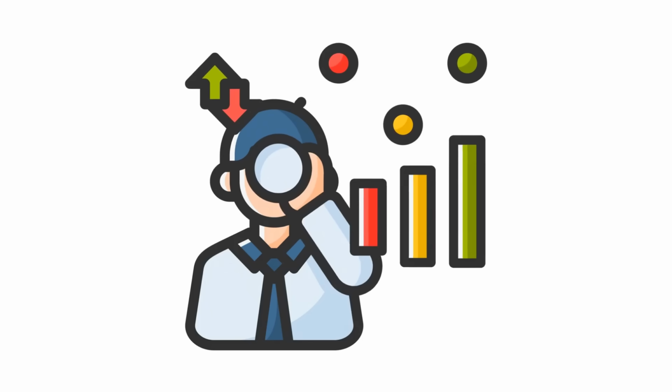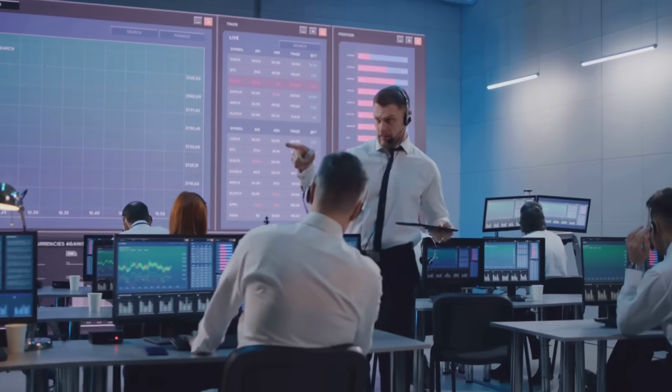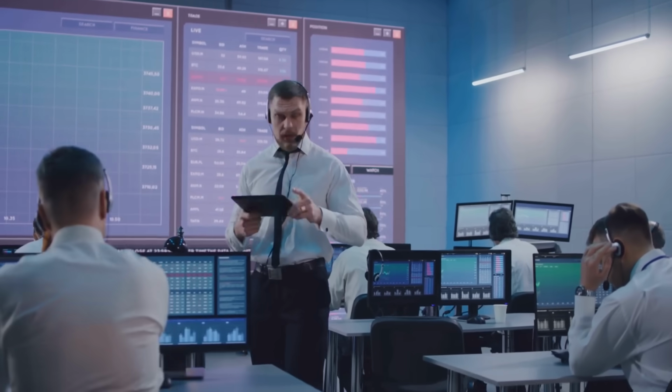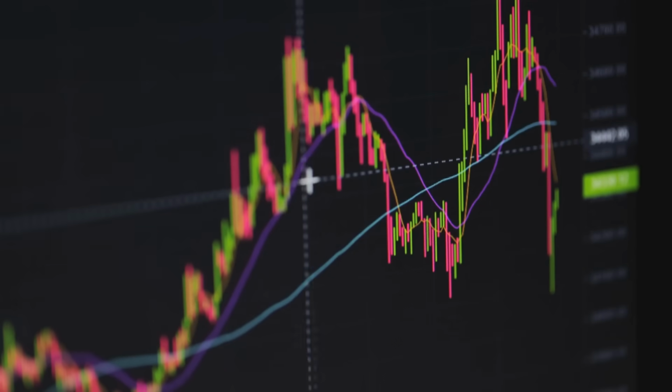Ever wondered how traders predict market movements? It's not magic, it's technical analysis. This tool helps traders make decisions based on historical data. By the end, you'll understand charts, trends, and indicators.